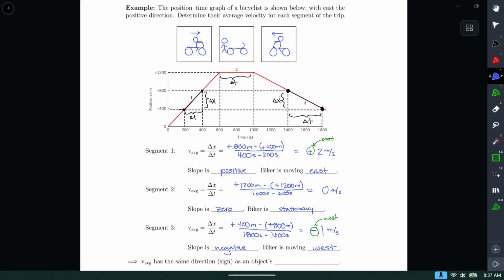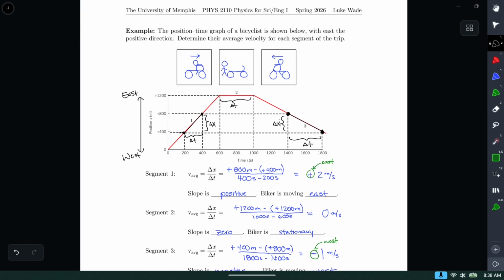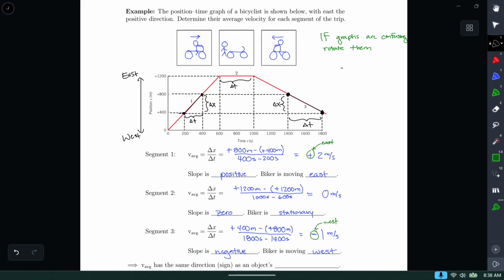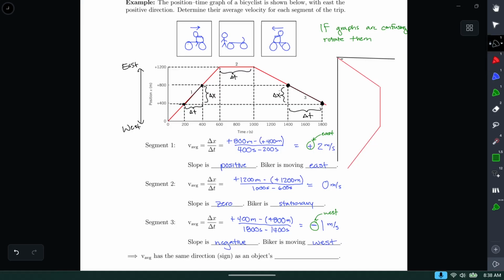Now, because of that thing I said about how east and west are actually up and down on these graphs, so this is towards the east, this is towards the west, it can be very confusing if you are not used to it yet. So one thing you can do, if you're fine with this, don't worry about this, but if the graphs are confusing, rotate them. Either on paper, redraw it, or in your head, rotate it. And what I mean by that is, I'll just take this whole graph and redraw it. And now position is the horizontal axis, and east and west are the directions they should be.